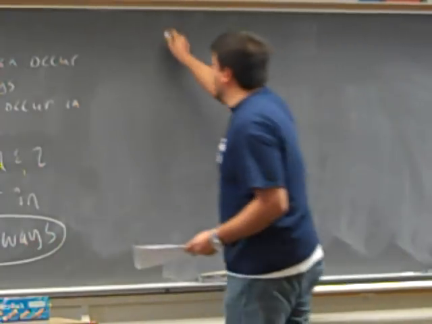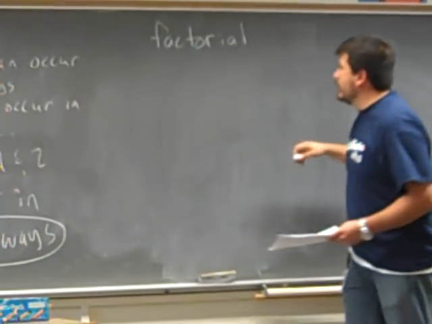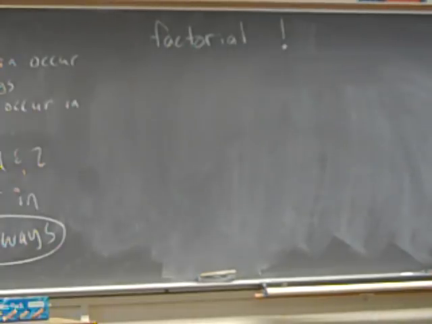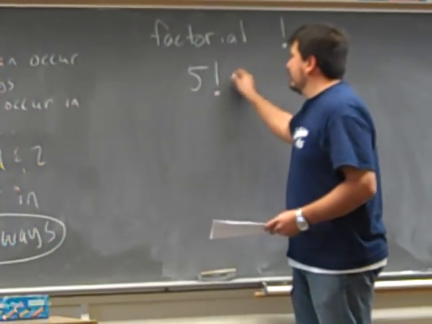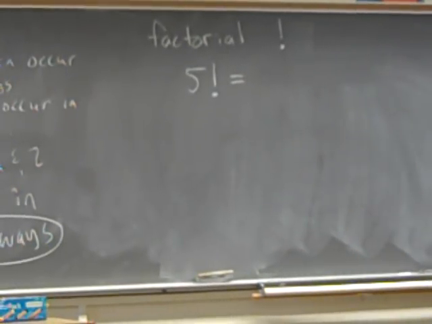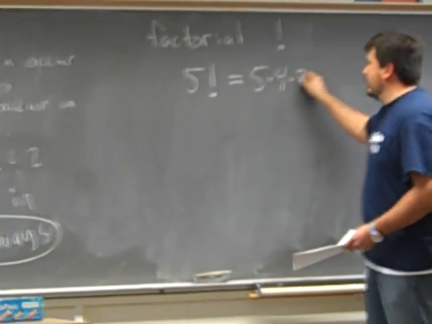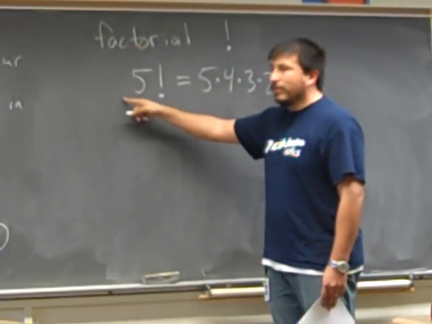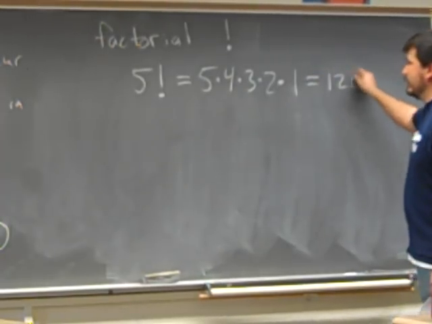Let's see. Factorial is something that might be new for some of you. What does that look like? An exclamation point. Okay? It does not mean that we are really excited when we write down 5 factorial. 120. Yes, how do we get 120? Okay, the factorial notation simply means that you multiply every positive integer from 1 through 5. So 5, 4, 3, 2, 1, multiply it out, you get 120.